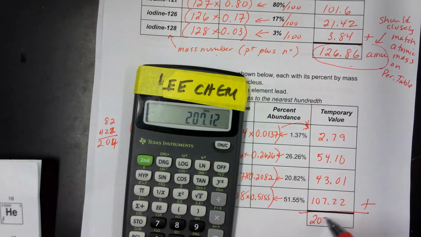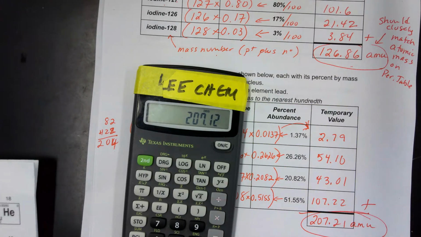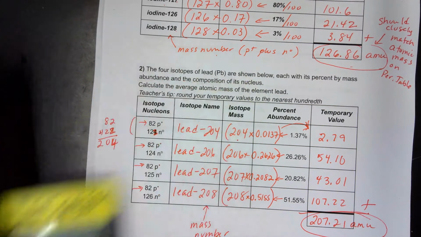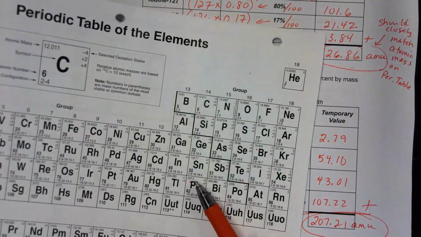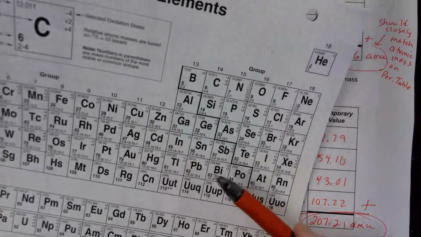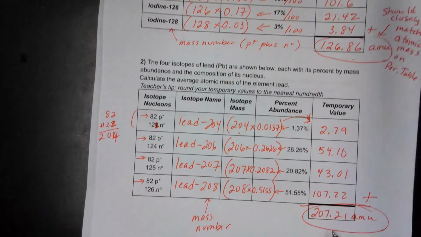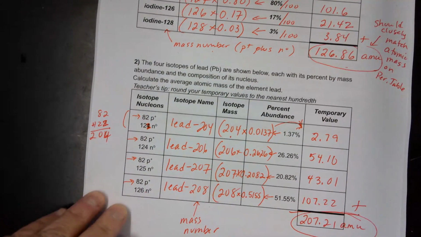That gives me an answer of 207.21. The unit here is AMUs, and that is our average atomic mass for lead. If we go back to the periodic table, we will notice that the atomic mass listed on the periodic table for lead is indeed 207.2. We got 207.21, so pretty spot on. That's a really good check.